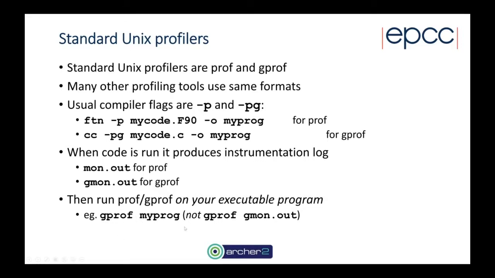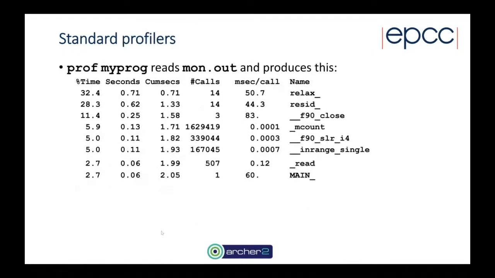And so you type gprof and the name of your program, and it automatically goes and looks for this gmon file and loads it up and tells you the data. And if you compiled with prof -p, then instead of calling gprof, you call prof and the name of the program. And so this will give you useful information that looks something like this.